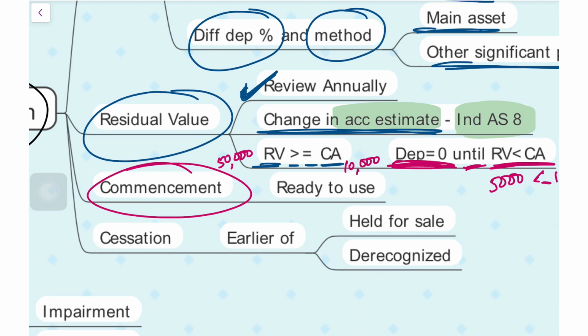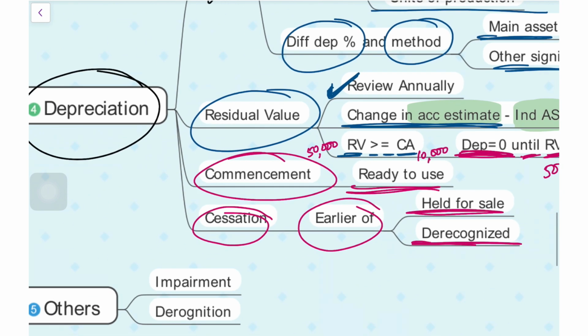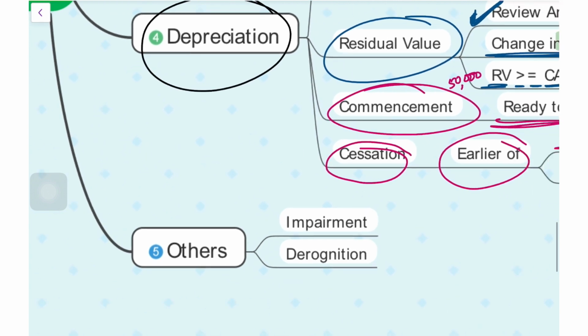Now talking about the commencement of depreciation. So when do you commence depreciating an asset? Whenever it has become ready to use, from that time itself you can start to depreciate it. Okay. So when will you stop depreciating? Earlier of held for sale or derecognition. Either you have made the PPE held for sale, you are using it but currently you do not need it, so you categorize it for selling. At that time you can stop depreciating the asset, or else if you have completely derecognized the asset itself, then you can stop the depreciation. So whichever event happened first, depending on that you can stop your depreciation. Okay, I hope you understood this.